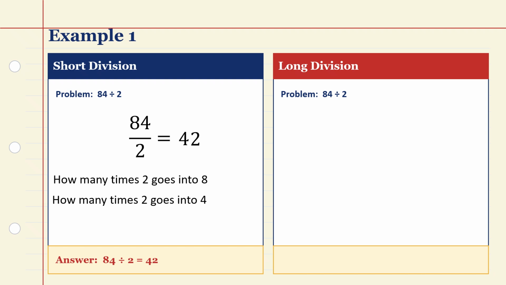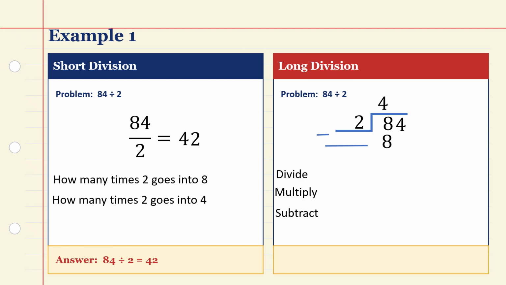Now, how do we do the same question using the long division? First, we need to do the bus stop. We just write it like this. 84 divided by 2. Now, the long division has 4 steps. The first one is divide. So we start by dividing. 8 divided by 2 is 4. And then multiply. 4 times 2 is 8. And then subtract. 8 minus 8 is 0.